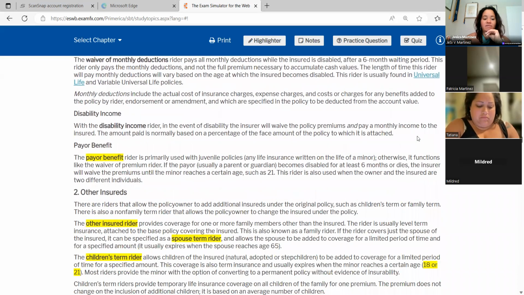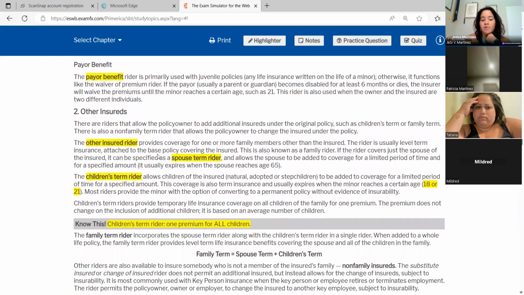Then you have the payor benefit rider. It is primarily used with juvenile policies, life insurance written on the life of a minor. Otherwise it functions like the waiver of premium rider. If the payor, usually a parent or guardian, becomes disabled for at least 6 months or dies, then the insurance will waive the premiums until the minor reaches an age like 21. So if I have the waiver of premium and I become disabled, not only will my policy be waived at month 7, but also my kids' policies. The company will pay them until my children are 21, and at that age, they're expected to pick up the premiums of their own policies.